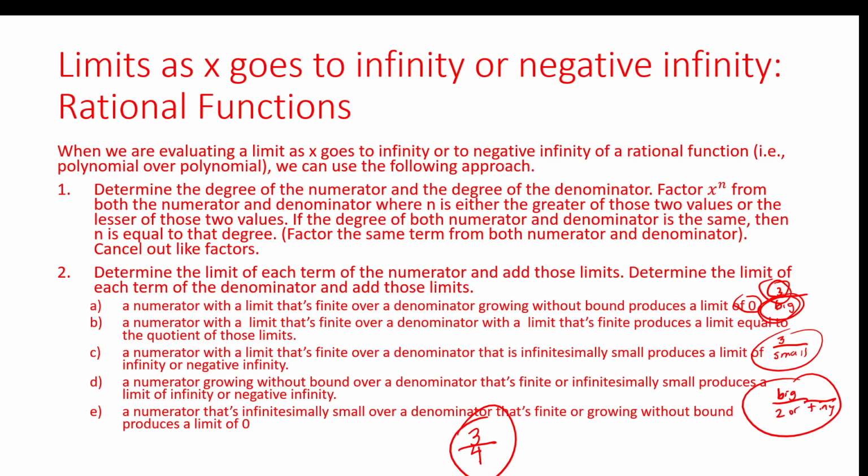And finally, if you have a numerator that's infinitesimally small over a denominator that's finite or growing without bound, that would produce a limit of 0. So if we do this and we end up with a tiny numerator over a denominator that's either infinitely large or even if it's just finite, either case, a tiny number divided by 5 will still be tiny, and as that tiny number gets infinitely small, the limit will be 0. And similarly, a number that's getting infinitesimally small over a number getting infinitely large, that's definitely going to be a 0.